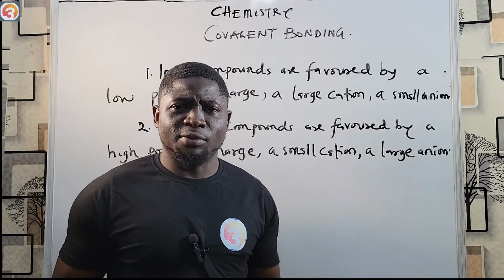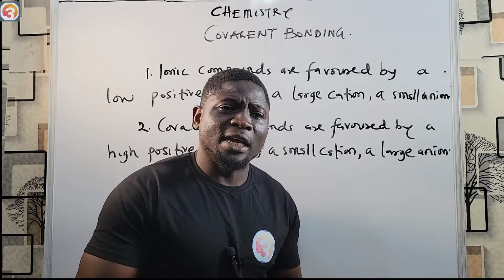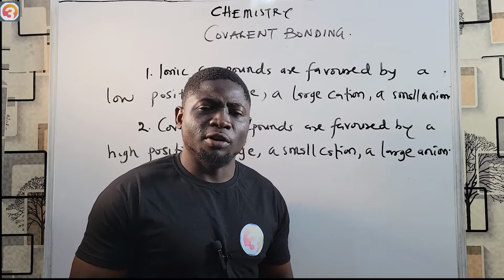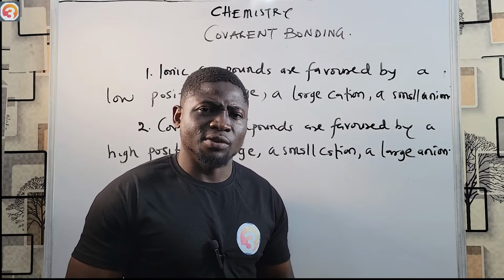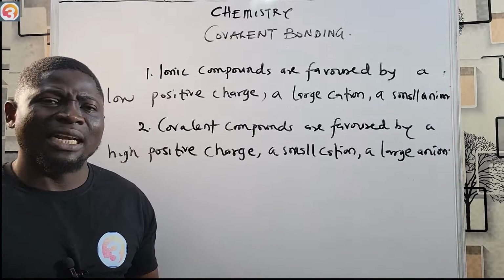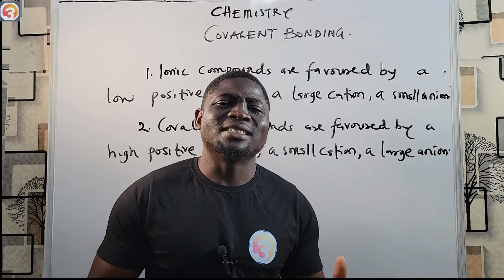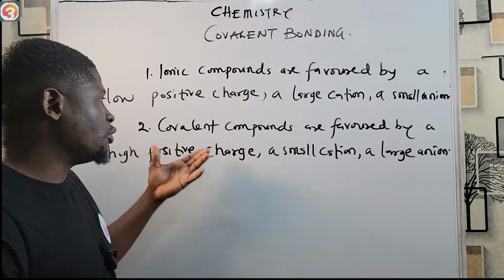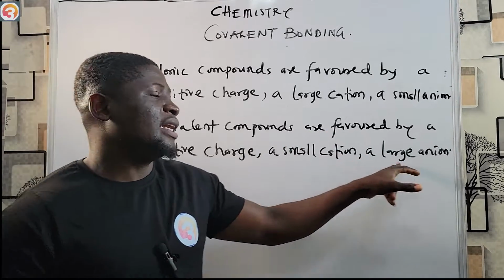Let me give you a question example: aluminum chloride. Which of the following bonds exist in aluminum chloride? A. Ionic bond. B. Covalent bond. C. Dative bond. D. Metallic bond. Once you see something like that, you can tell which type of bond exists in such a compound. So this is the summary of Fajans rule: covalent compounds are favored by a high positive charge, a small cation, and a large anion.